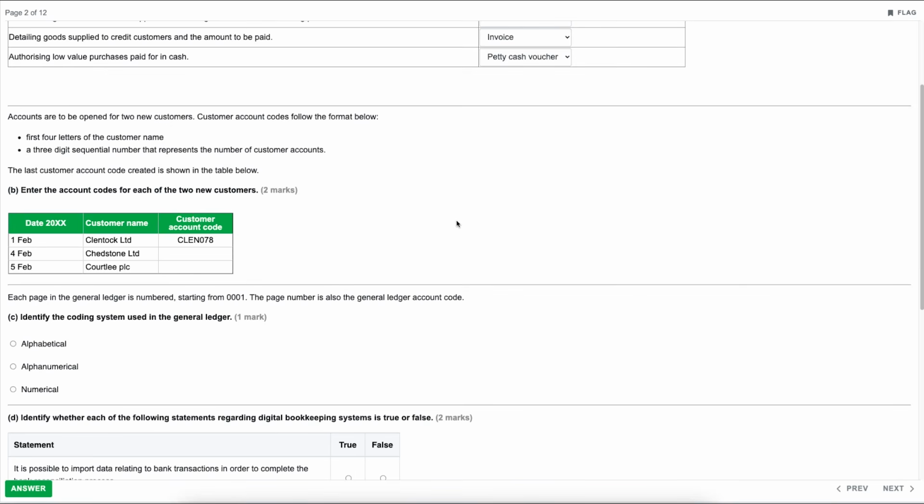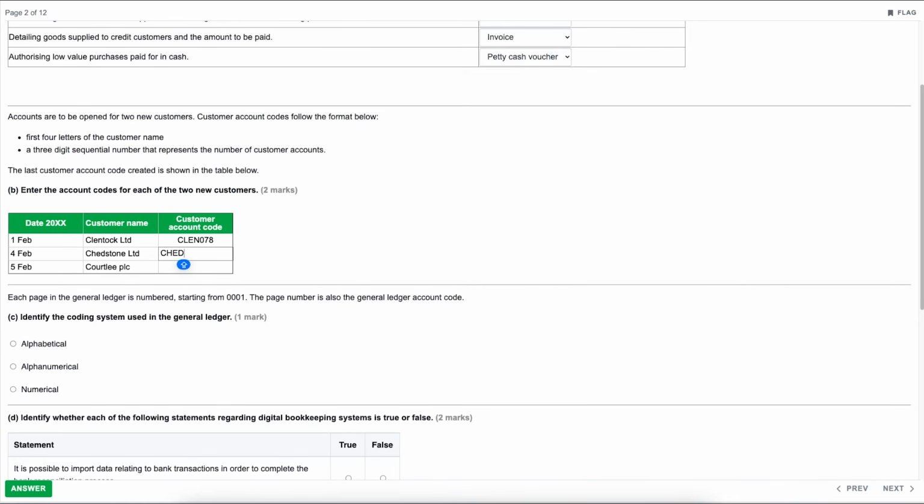So let's follow the format that has been shown within the question. So it's the first 4 letters of the customer name. So for Chedstone Limited, that will be CHED. I will follow it with capitals. It shouldn't make a difference. However, because they've shown it with capitals, I will do the same just to follow the exact same format.